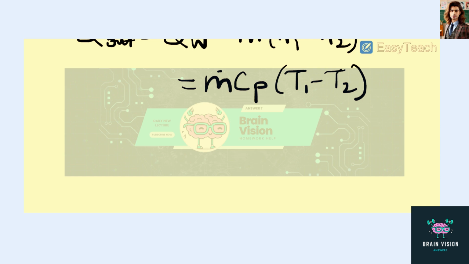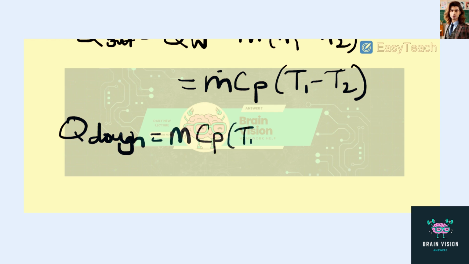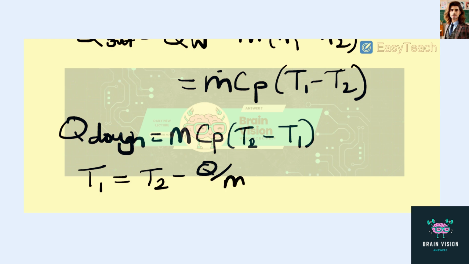Now, what we can do is assume that all the heat that is absorbed by the water is given out by the dough. So we can say that Q dot dough is equal to M CP times T2 minus T1. Remember that we're looking for T1, so let's go ahead and solve for T1, and we see that T1 is equal to T2 minus Q all over M CP. And this is the mass of the water and CP of the water.